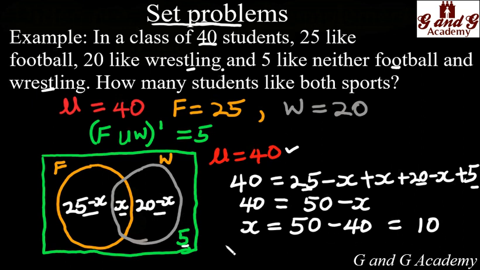So it simply implies that the number of students that like both football and wrestling is 10. Or you just say that F intersection W equals 10. And with this, we have come to the end of this class.